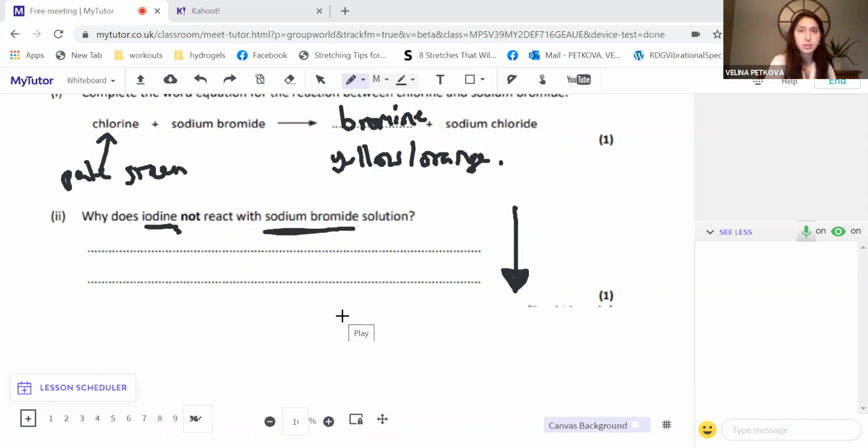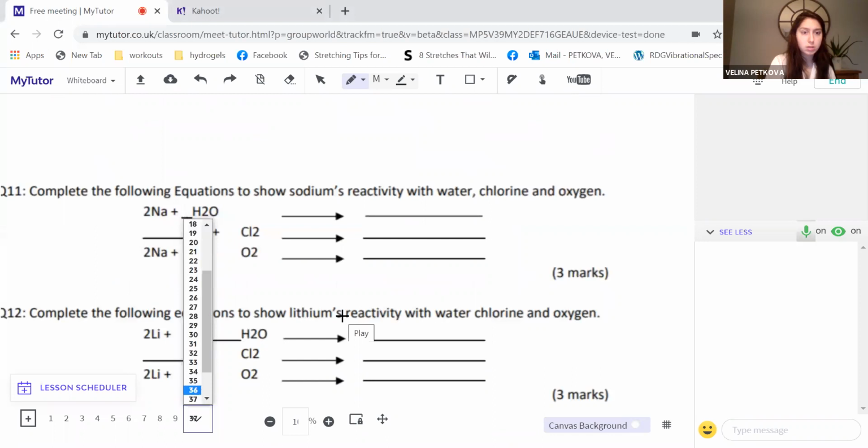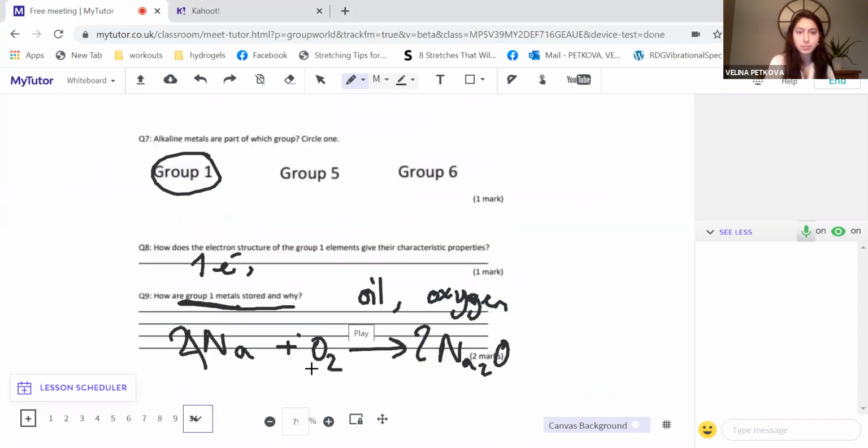Go to the previous page. Yes. This page. Are you talking about this one?